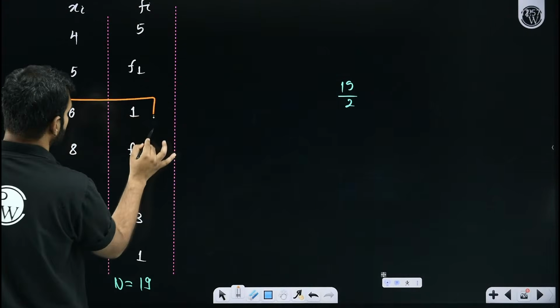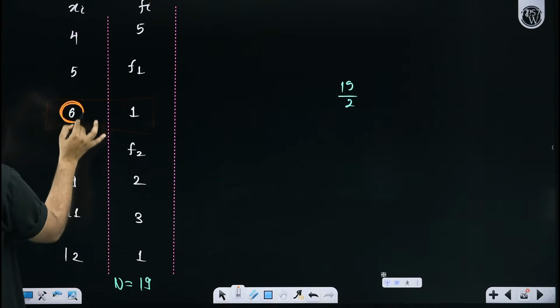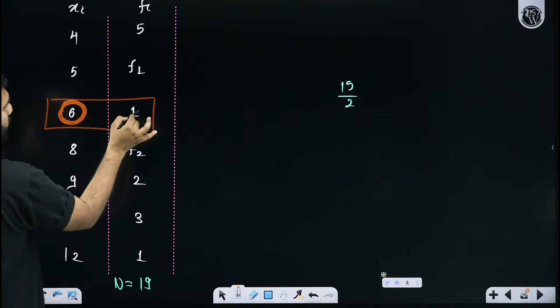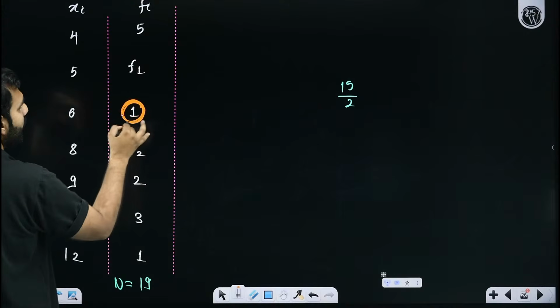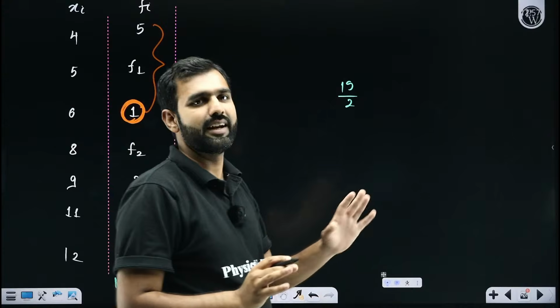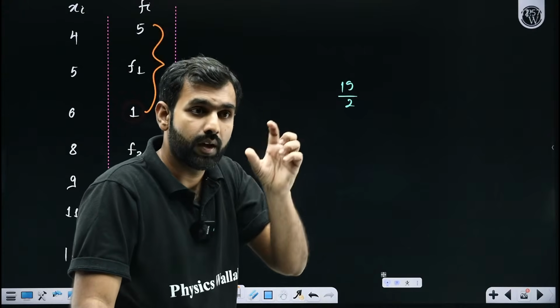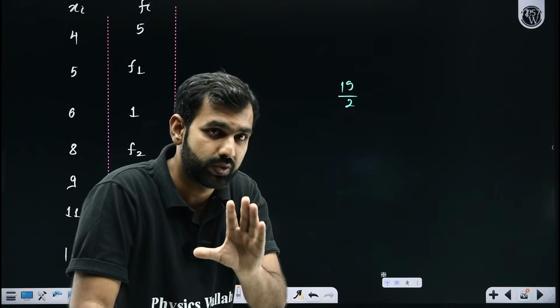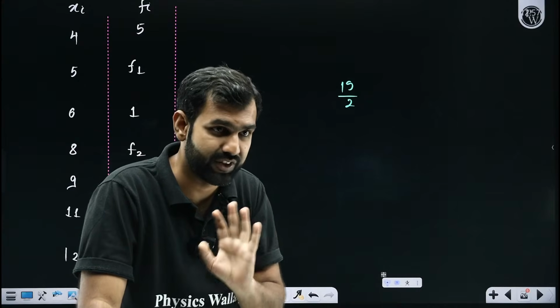Median is said to be this 6, which means that if this observation 6 is the median, then the cumulative frequencies, the sum of the cumulative frequency, should fall under this 19 by 2. Are you able to digest my statement, all the participants? Give me a quick thumbs up, everyone who is watching it sincerely.